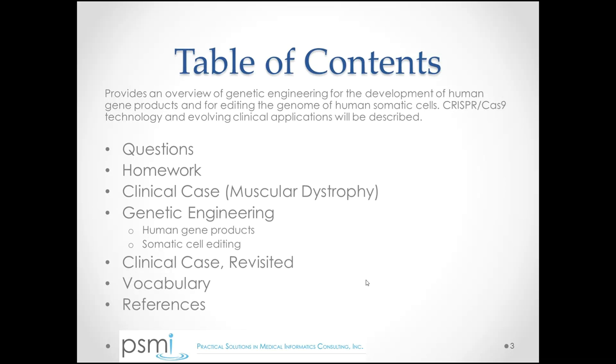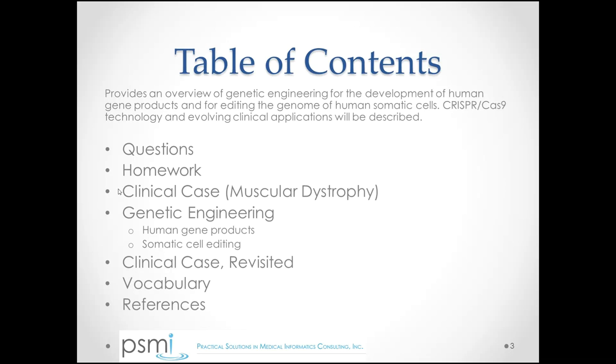Okay, good. So today we're going to give an overview of genetic engineering. I tweaked the description of the class a little bit. What we're going to be doing is an overview of genetic engineering for primarily two scenarios. One is the development of human gene products, and the other is somatic cell editing. We'll be looking at a lot of this through the eyes of a clinical case of muscular dystrophy, particularly Duchenne's and Becker's muscular dystrophy. I want to introduce the case and tell you a little bit about muscular dystrophy. I think it's necessary to understand the genetics of the disease before really understanding some of the creative genetic engineering approaches that have been put forward in order to treat it.